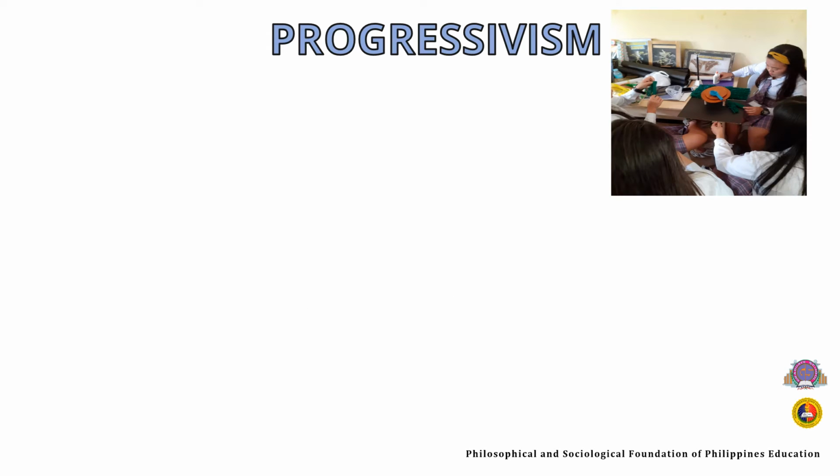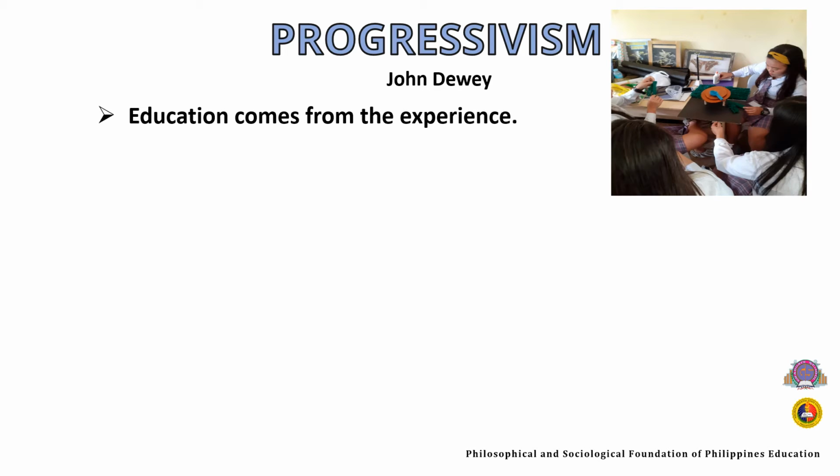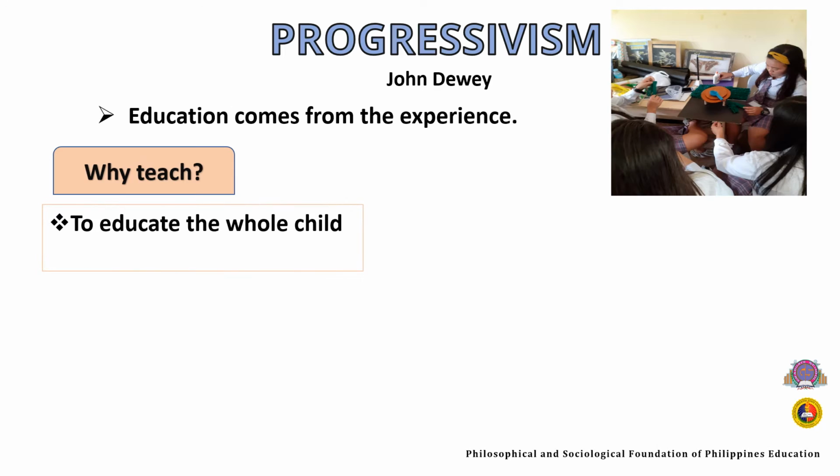The next philosophy is Progressivism. This philosophy was developed by John Dewey. According to John Dewey, people learn best by social interaction and problem solving. So, education comes from the experience of the child. The main objective of progressivism is to educate the whole child, meaning to attend to the physical, emotional, as well as intellectual growth.